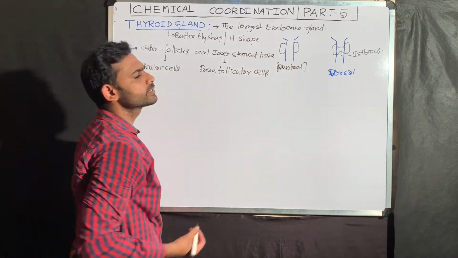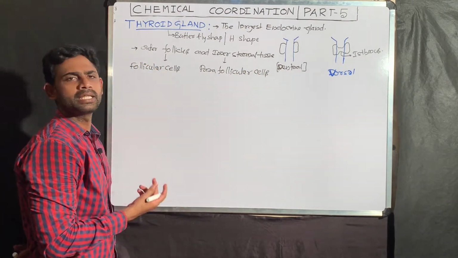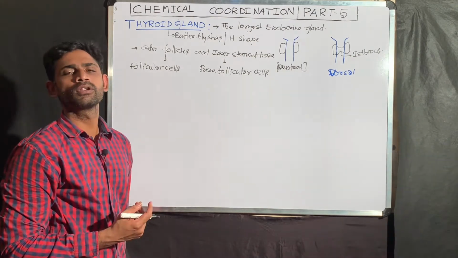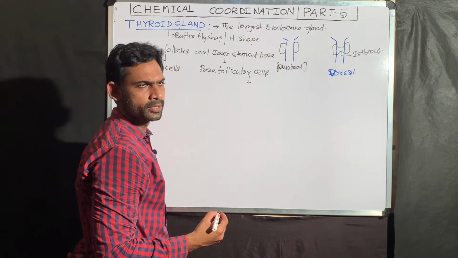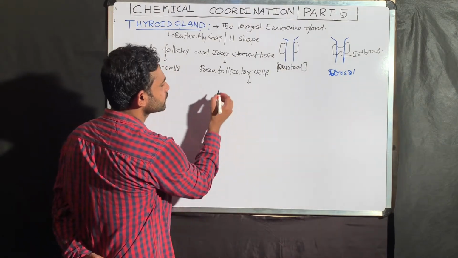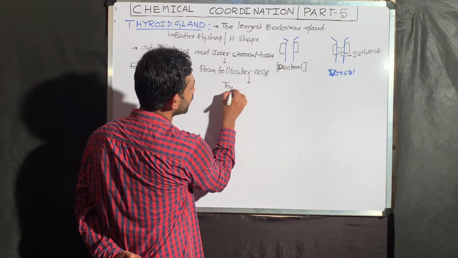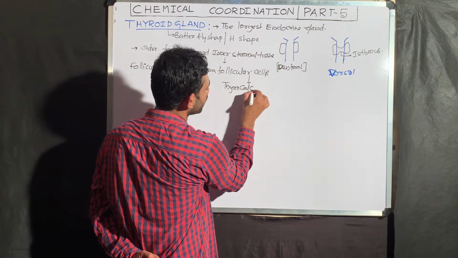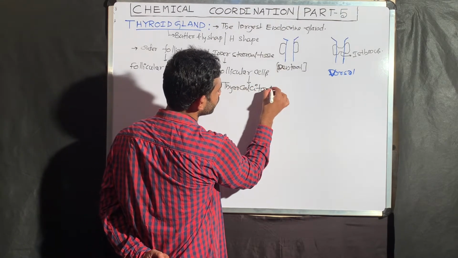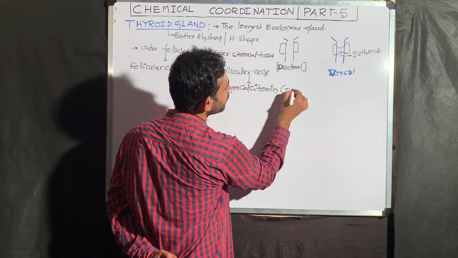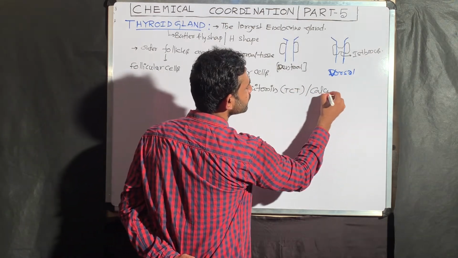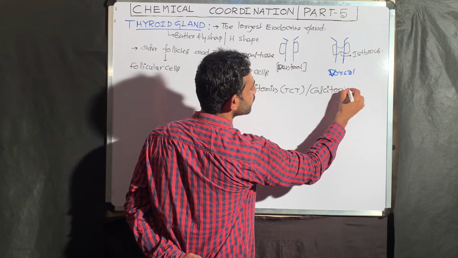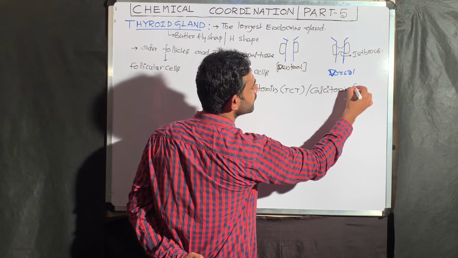First you will see these parafollicular cells. For the NEET exam, the function of the parafollicular cells is important. These parafollicular cells produce one hormone, that you can call thyrocalcitonin. You can call it TCT or you can call it calcitonin. That is CT.